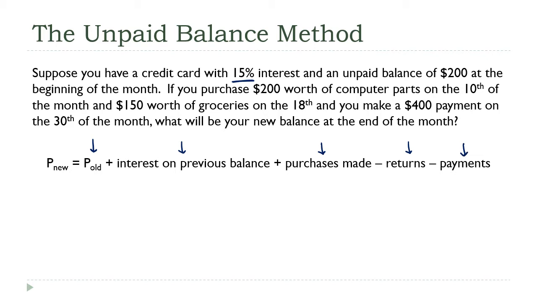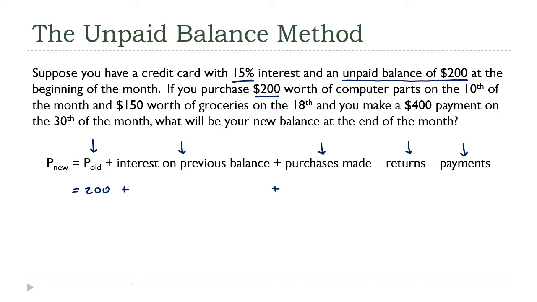Okay, so let's see if we can walk through this using my scenario here, right? The P old, that is your initial balance, your balance on the first of the month. And we see here we have an unpaid balance of $200 at the beginning of the month. So that's 200 plus, and the interest is, for what it's worth, the most calculation-oriented part. So let's just hold on to that and look at the other pieces here for a minute. Purchases made.